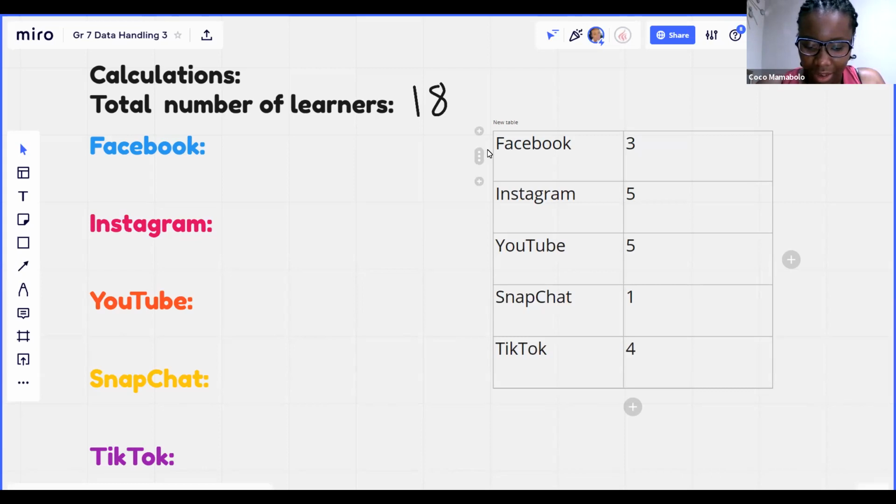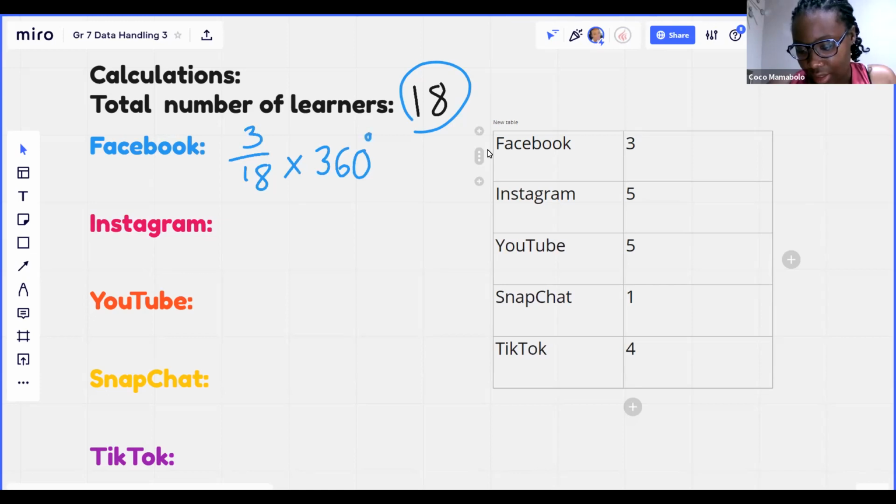But if we're looking to calculate Facebook, we're going to look at how many people we have all together. So we're looking at 18 people altogether, and 3 people chose Facebook as their most used social media site. So we're going to take 3, divide that by 18, and multiply that by 360, and it's going to give us the degrees that we need. That should give us an answer. So there's your tip, as this is the do now that we're doing. Please calculate for all of these.